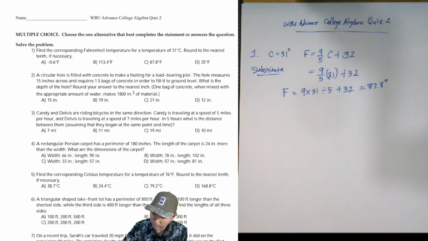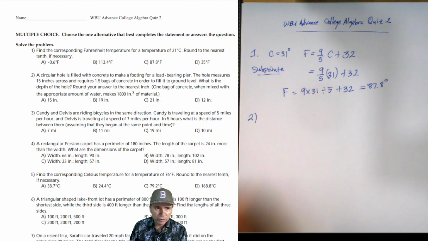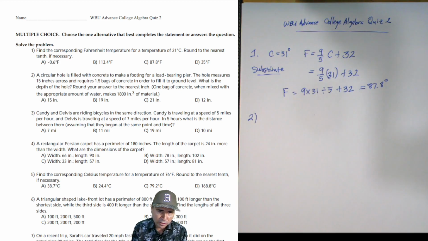I'm going to go ahead and help you get started. I'm going to read it for you. It says a circular hole is filled with concrete to make a footing for a road-bearing pier. The hole measures 15 inches across and requires 1.5 bags of concrete in order to fill it to ground level. What is the depth of the hole? Round your answer to the nearest inch. 1 bag of concrete, when mixed with the appropriate amount of water, makes 1,800 inches cubed of material.